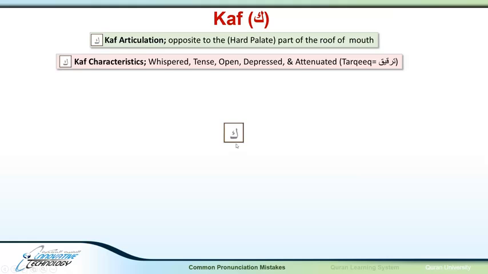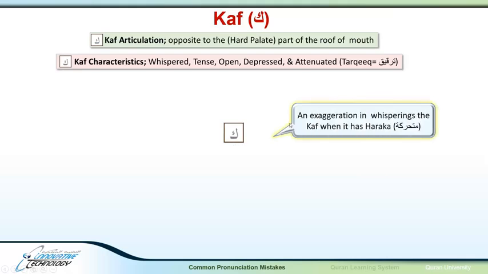And now the kaf common mistakes. The first mistake is an exaggeration in whispering the kaf when it has haraka, when it is mutaharrika. Example, kuwirat. We see now here the kaf has a dhamma. Because of a waw after it and the dhamma over it, the person pronouncing it tends to exaggerate that dhamma, so that the whispering would be extended and exaggerated.